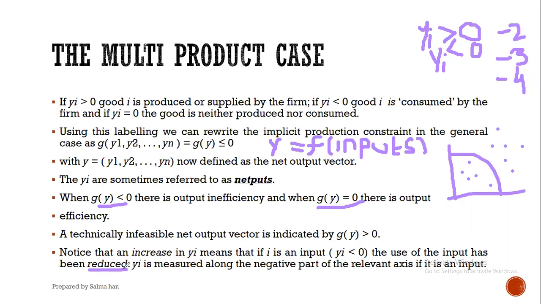So I'll explain the statement again to you: an increase in yi, -2 to -3 and -3 to -4, means that if i is an input, that is the value of yi is less than 0, in all these cases it is less than 0, the use of the input has been reduced. Every negative value in absolute terms, although it is greater, becomes a smaller value because of the negative sign associated to it. Therefore, yi is measured along the negative part of the relevant axis if it is an input.